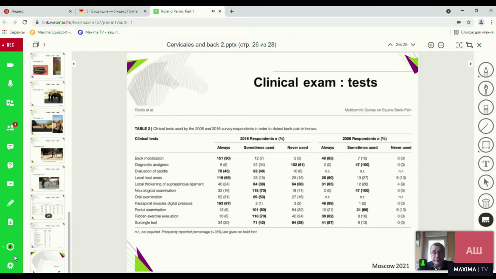An Italian vet has done a study about what the vets in Europe are doing, what kind of tests they use. So it's interesting to see that you have a big improvement between 2006 and 2016. You have a big improvement in the exam of the horse on the back and the cervical area. This is for the back, for example. And if you look, a lot of people now do a neurologic examination. They use the saddle a lot. They use back mobilization a lot. A lot more people are doing the rectal examination, etc. So you see that you have a big improvement of the exam of the back and cervical area at the moment.